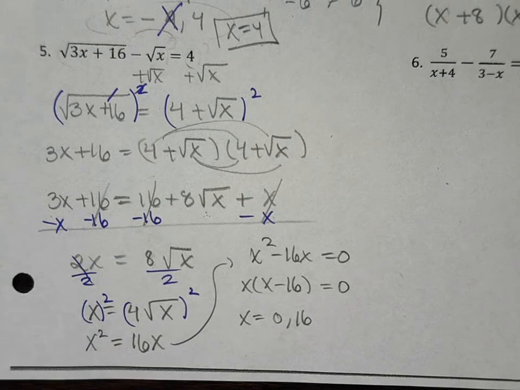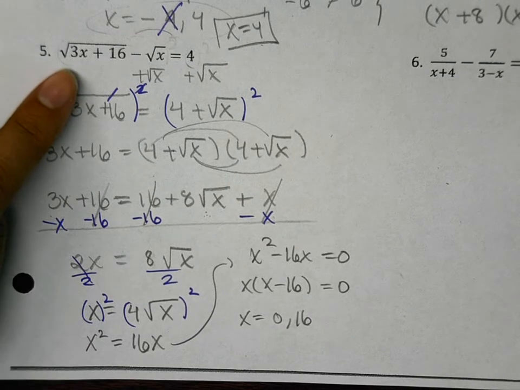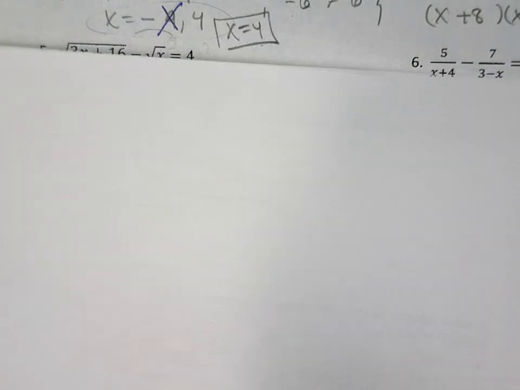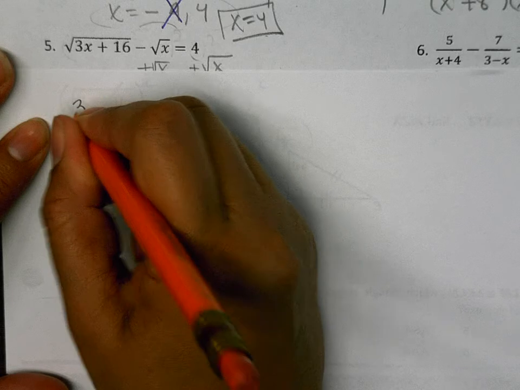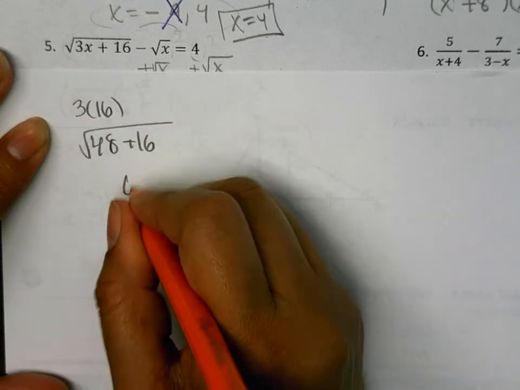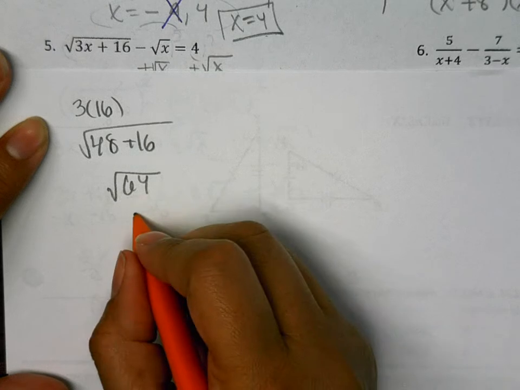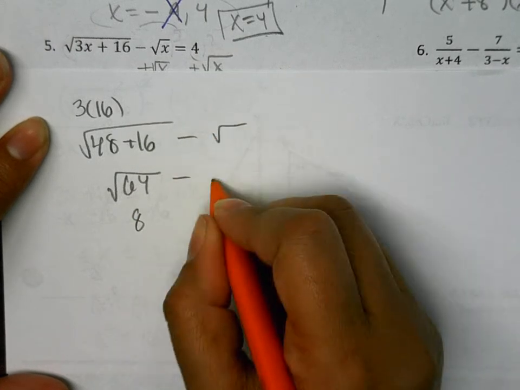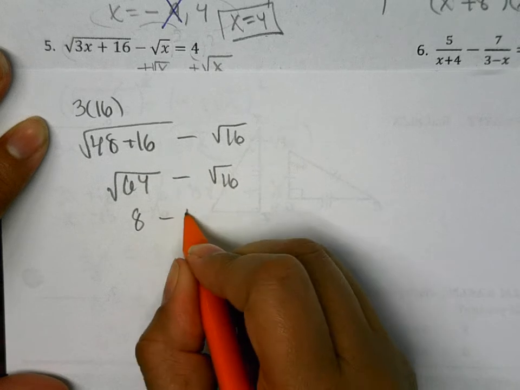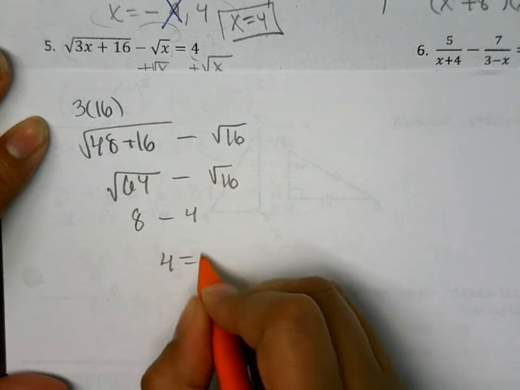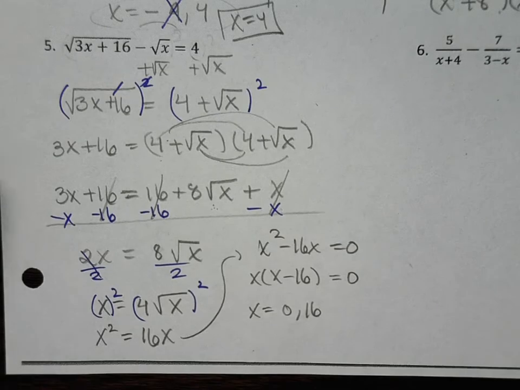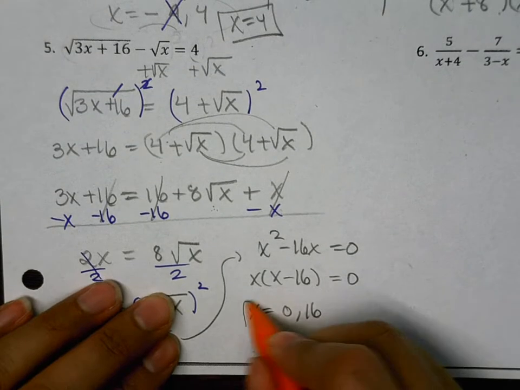Where we didn't divide the 2? Yes. I'll show you right now after we check the 16. Does it work for the 16? Yes or no? Anybody can do that? What's 3 times 16? 48 plus 16. Square root of 64. Take away, what were we plugging in? 16. What's the square root of 16? And what's 8 take away 4? Did it work? Yes. All right, so do both of them work?